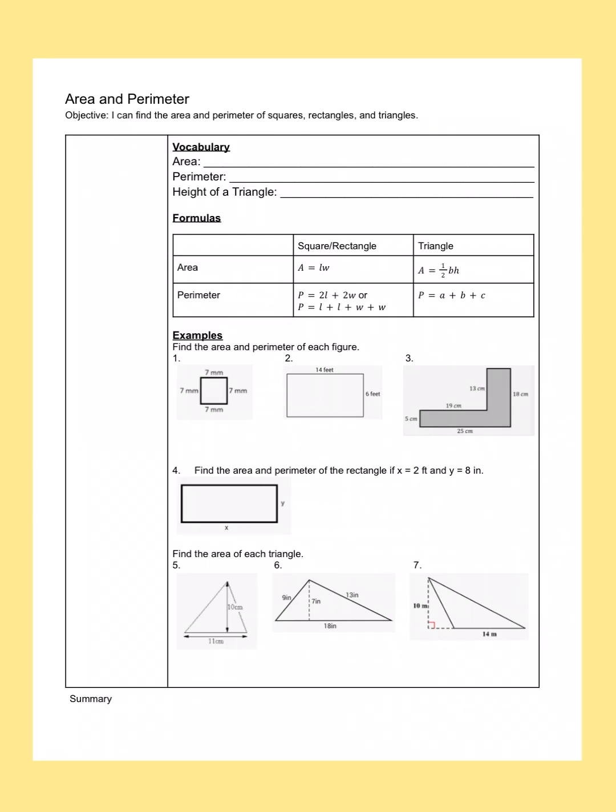In this lesson, we are going to review finding area and perimeter of shapes. As a quick review, area is the inside of a shape, and perimeter would be around the outside of a shape.